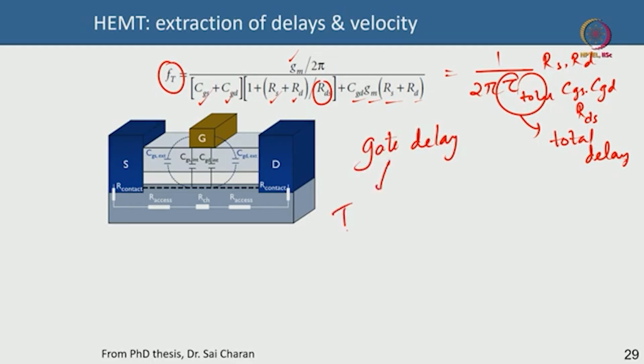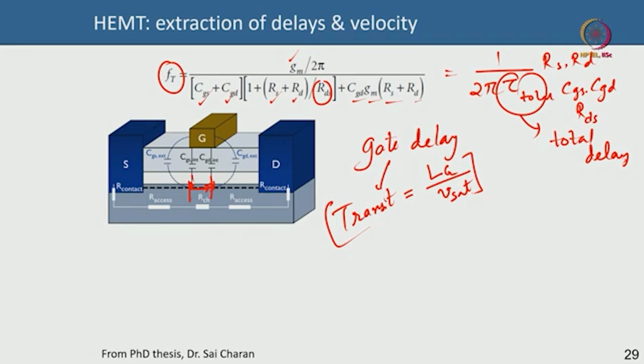One is your transit delay, which is essentially the electron takes finite time to travel below the gate, this intrinsic gate. It takes a finite time to travel below the gate, and that is basically your gate length divided by the saturation velocity. Highly scaled devices, we are talking about highly scaled devices. So, this is your transit delay, the electron takes that much time to travel below the gate.